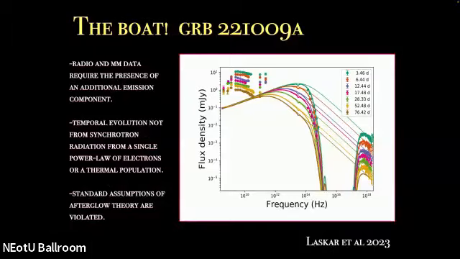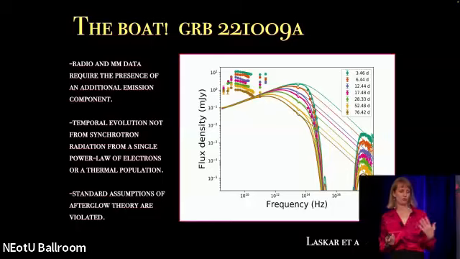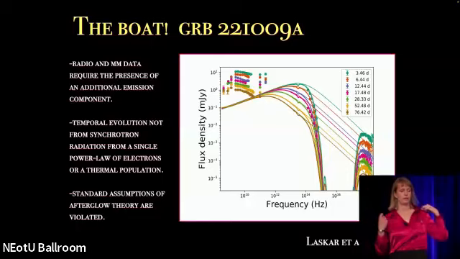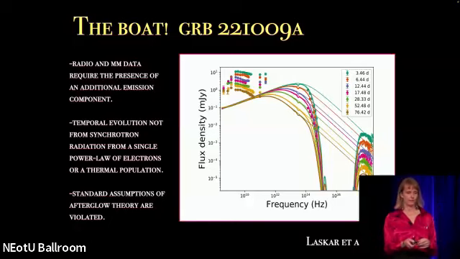In a microphysics sense, I'm sure you all have heard of the BOAT, the brightest of all time, GRB 221009A. This is a beautiful paper from Laskar et al., 2023. They showed that the radio and millimeter data require the presence of an additional emission component. The temporal evolution is not consistent with synchrotron radiation from a single power law distribution of electrons. Basically, our standard assumptions are violated.